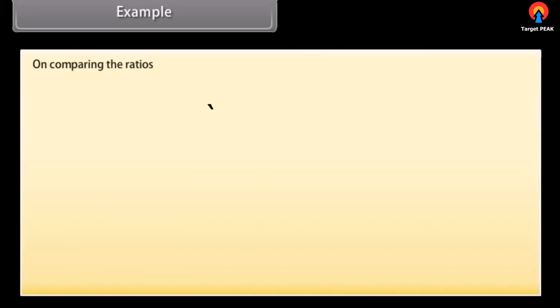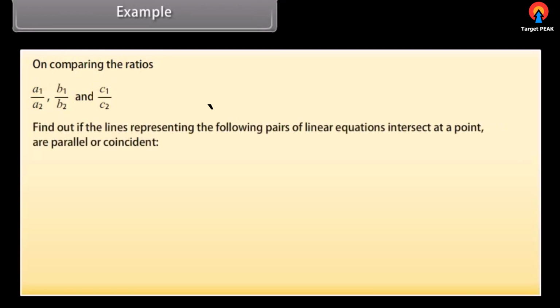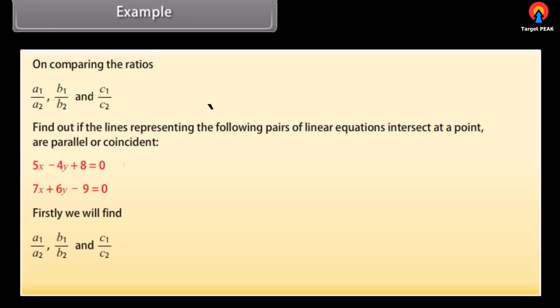Example. On comparing the ratios a1 upon a2, b1 upon b2, and c1 upon c2, find out if the lines representing the following pairs of linear equations intersect at a point, are parallel or coincident. 5x minus 4y plus 8 is equal to 0. 7x plus 6y minus 9 is equal to 0. Firstly, we will find a1 upon a2, b1 upon b2, and c1 upon c2, and then compare them.